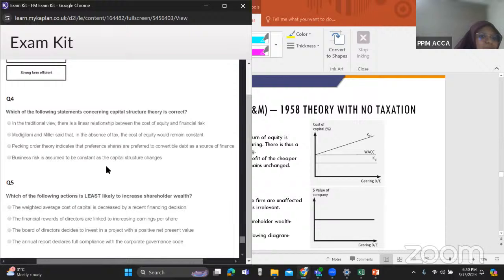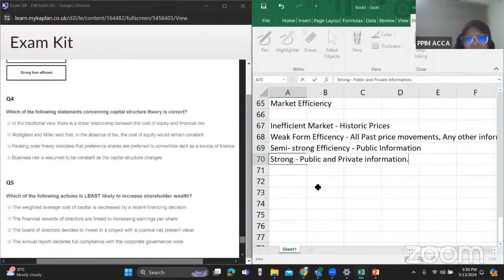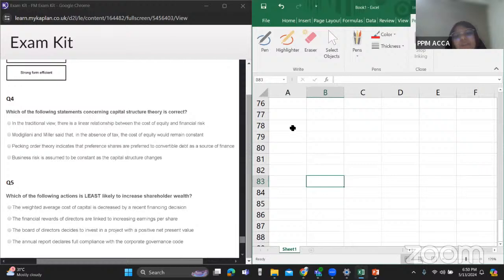Business risk is assumed to be constant as the capital structure changes. Now, actually, through elimination, you know this should be the answer. But let me explain business risk and financial risk also. Okay. So when it comes to risk, there are two types of risk.